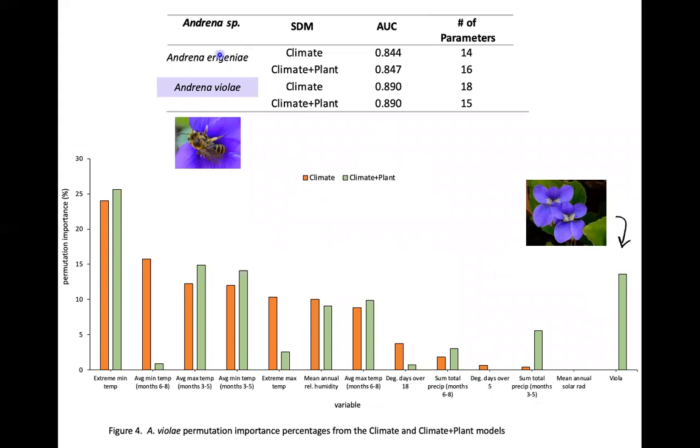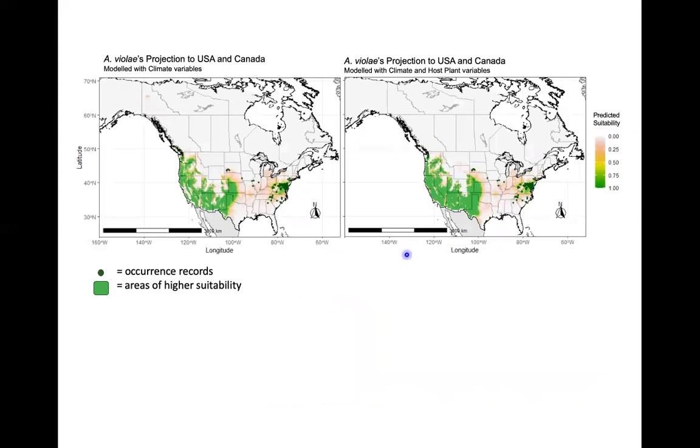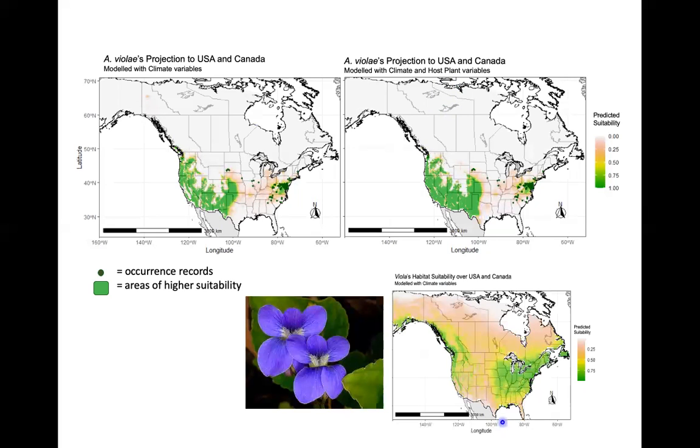So the same process was done for Andrena violae and its host plant. The area under the curve, again, had very similar values between the models. The host plant did contribute, although climate continued to have a higher importance. Again, in the projections, there was actually more suitability predicted when the host plant was included. But again, this can correspond to areas of higher suitability from the host plant, from these green pockets seen here.